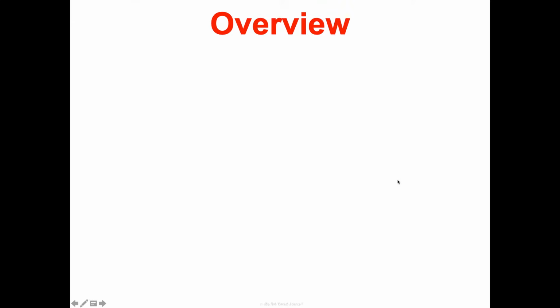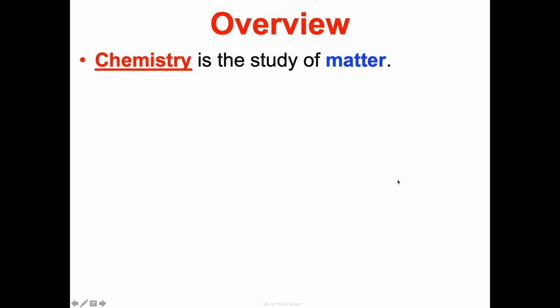Okay, so let's do a little overview here. Chemistry is the study of matter. And you've probably taken a biology class before. Biological sciences, we're studying living things. Physical science, we're studying non-living things. And chemistry, because it's a study of matter, it's really essential to biological and physical sciences because everything has matter.